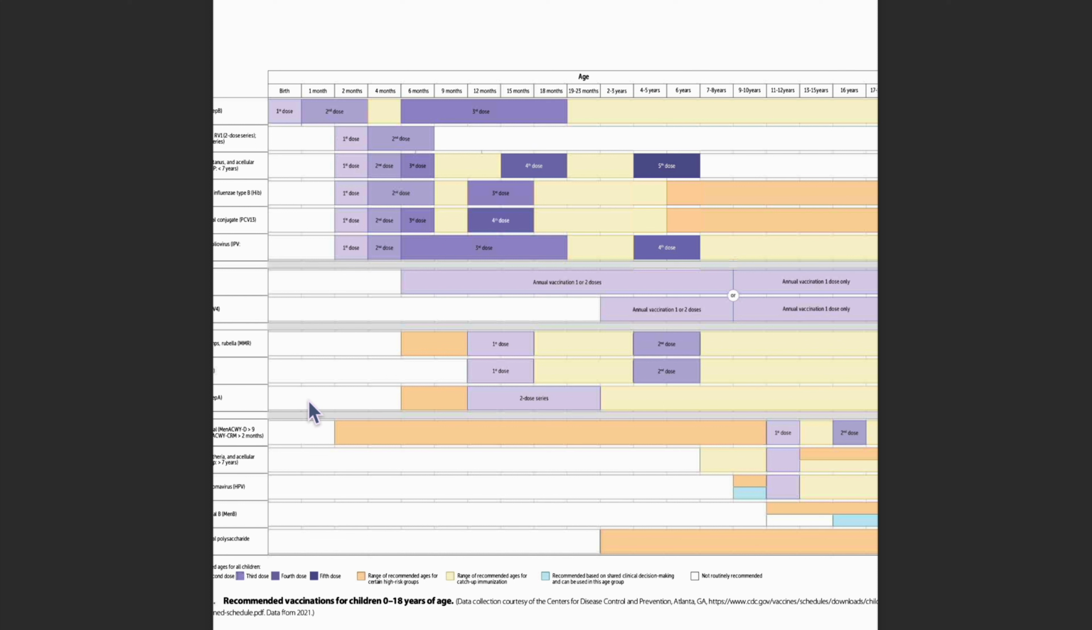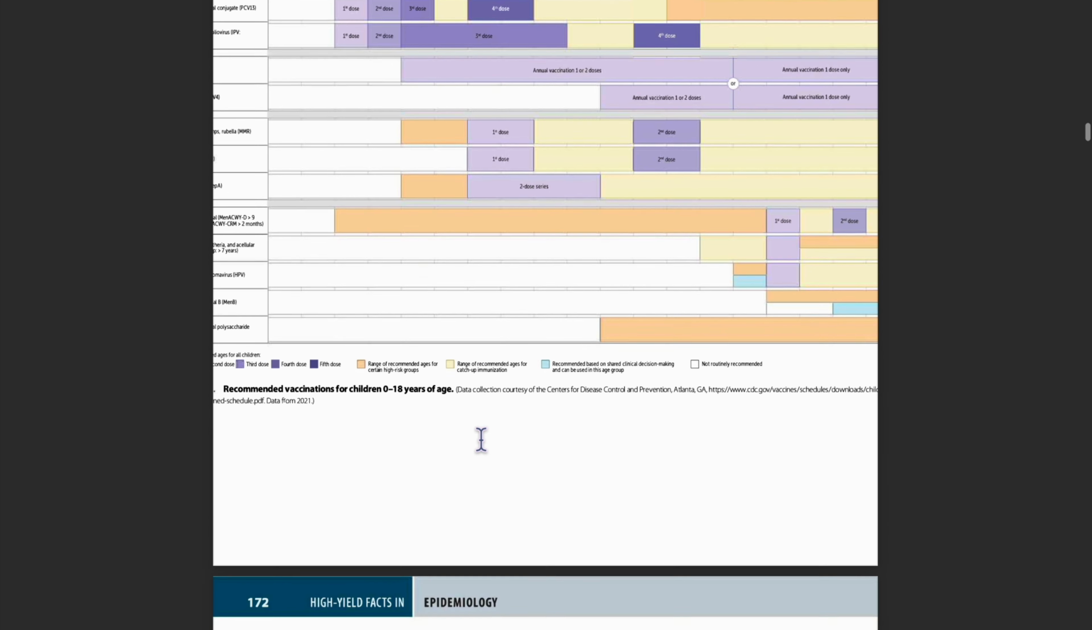Okay, then we have measles, mumps, and rubella, MMR. MMR we do at 12 months, so after 1 year. And between 4 to 6 years you have the second dose. Same thing for varicella: first dose after 1 year, and second dose at 4 to 6 years. Okay. Hep A, a 2-dose series, between 1 and 2 years. Okay.